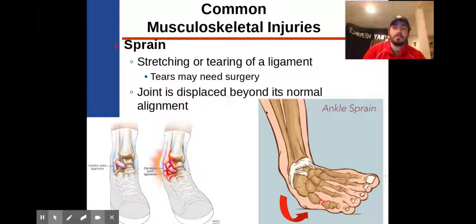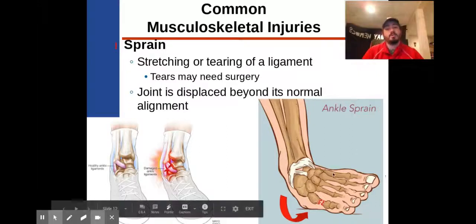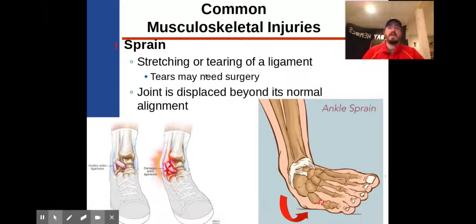And this happens when a joint is displaced beyond its normal alignment. I'm sure everybody's just stepped funny once and rolled their ankle, right? So you can see in this picture here, these are some of your ligaments that are connecting your tibia and your fibula down to your ankle bones, and there are little tears in those ligaments. That's what looks like healthy. That's not healthy. Okay, so that's not good. Your body might be able to heal it if it's a little tear, but if it's big enough, you're going to need surgery.